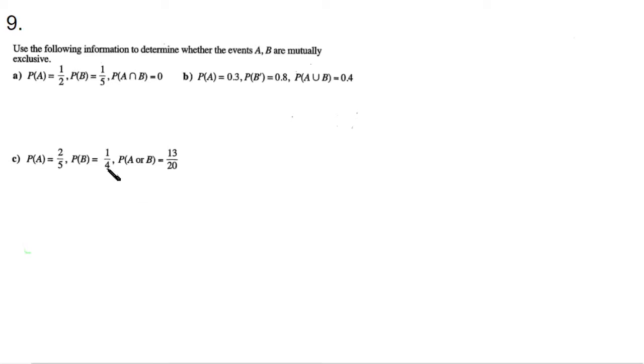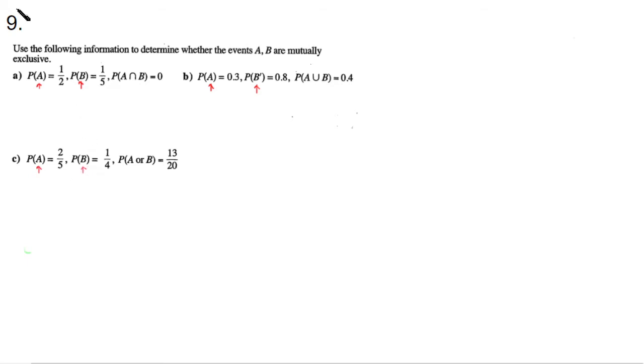This is practice problem number 9 from the probability assignment. Use the following information to determine whether the events A and B are mutually exclusive. Okay, so in all of these examples here we have two events. We have event A, we have event B. And it's the same thing in all of these. Here is actually the complement to B.